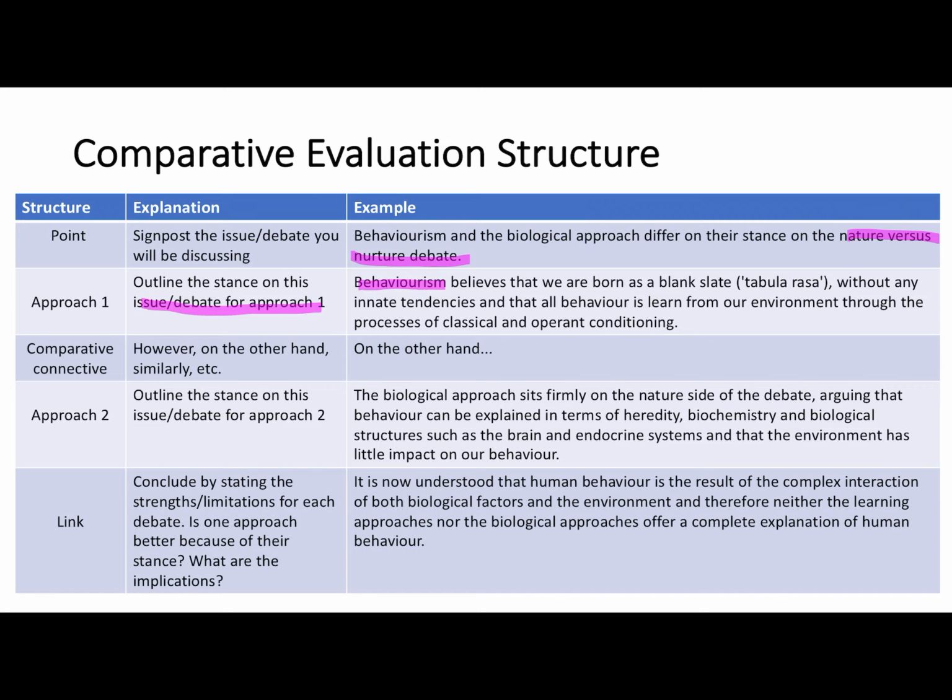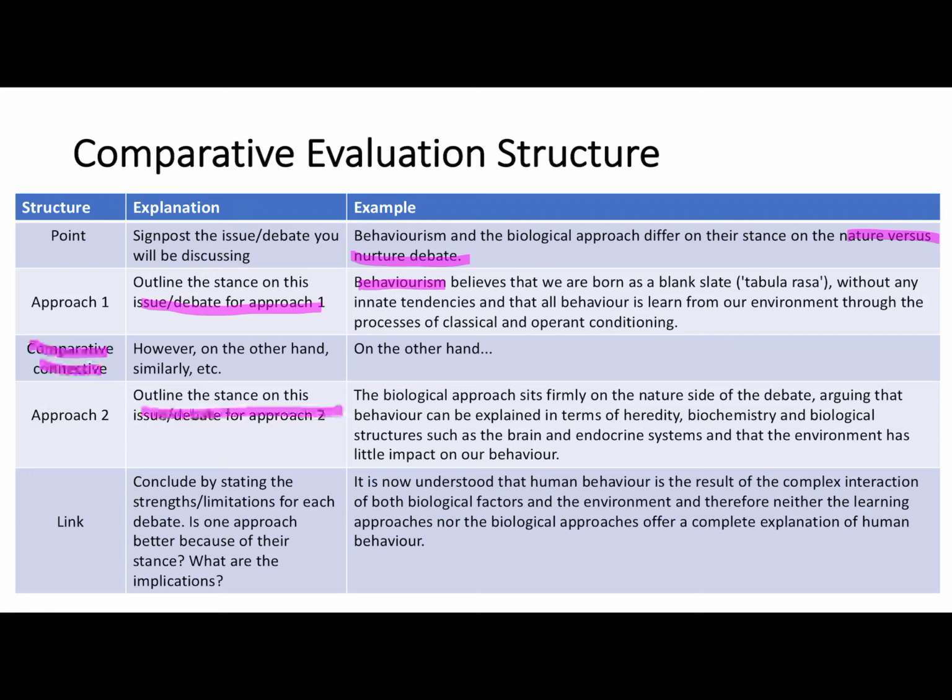So in this case, we're going to talk about behaviourism and where that lies on the nature versus nurture debate. Behaviourism believes we are born as a blank slate, tabula rasa, without any innate tendencies, and that all behaviour is learnt from our environment through the processes of classical and operant conditioning. So outlining there, sticking to nature versus nurture, and just providing a brief outline of where behaviourism lies on that debate. Then, because you're comparing and contrasting, you'll need to include some sort of comparative connective, like however, on the other hand, similarly, just to tie it together so that you're really staying focused.